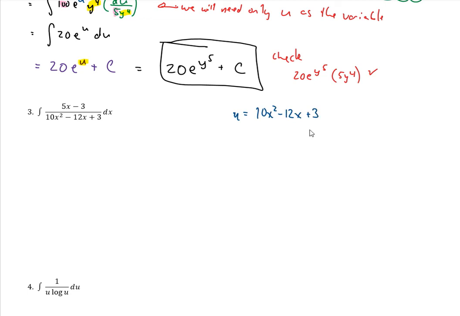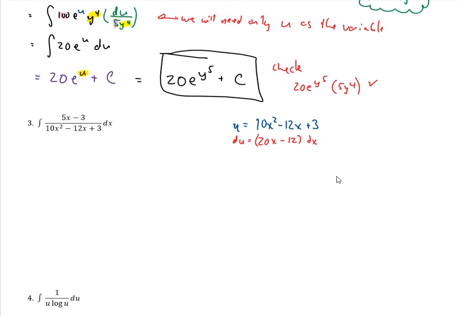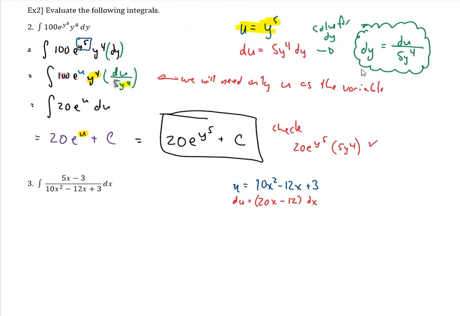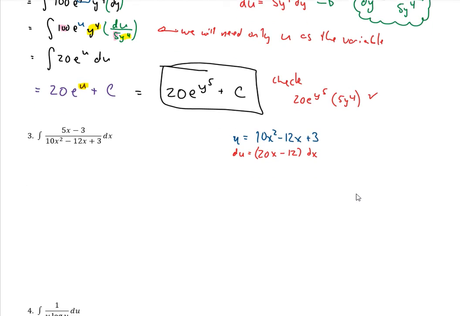And like always, as soon as you have your u, get your du, which would be 20x minus 12, and then attach dx once it's all done. And notice I put it in parentheses with the dx because I have multiple terms. If it's only a single term, you just attach it like we did in the previous one. But if it's multiple terms, do parentheses and then do the dx or d whatever letter. Okay, so we have this set up.